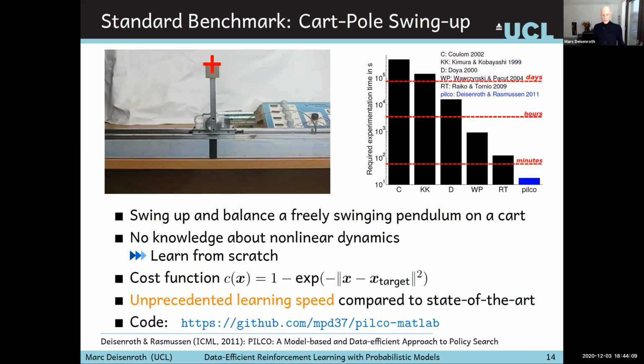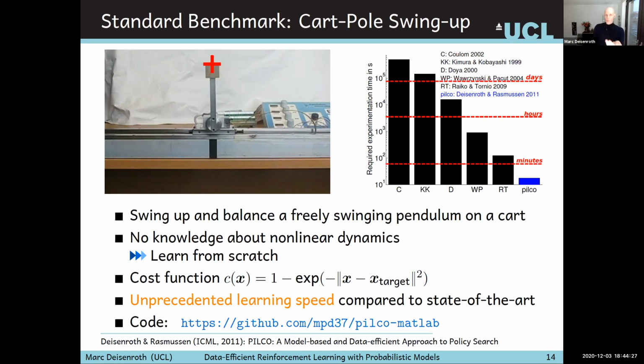But also keep in mind that we didn't have particularly strong assumptions in the learning framework, besides assuming smooth dynamics and a Gaussian approximation of the state.